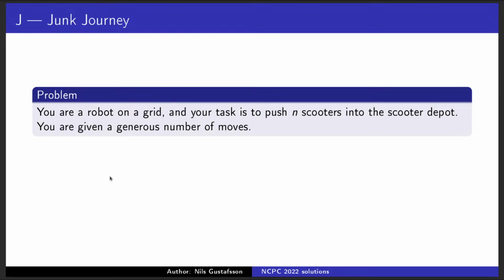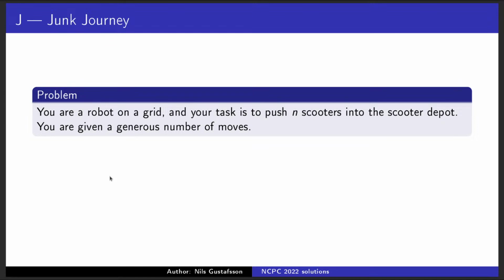So problem J, it's called the Junk Journey. It's about a robot pushing scooters into a scooter depot. So you are on a grid and you should push a bunch of items into a cell where they disappear.